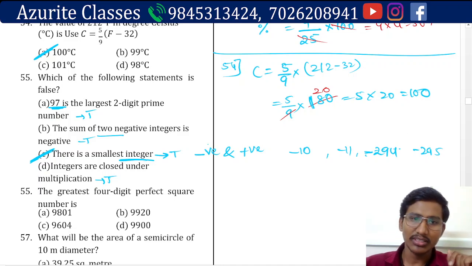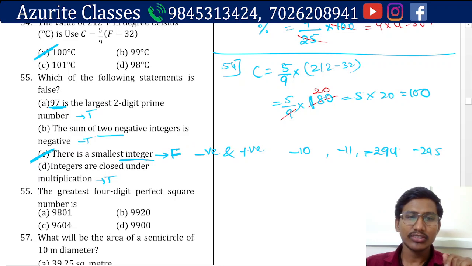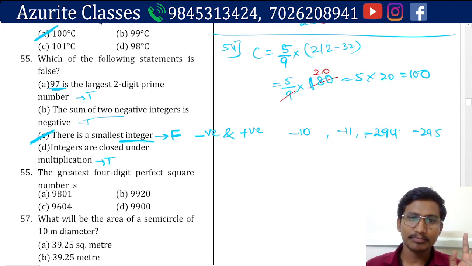So that is not possible. So that is the false statement. Okay, so that is the answer, option C here. Okay, so integer means what? Negative and positive numbers. Okay.